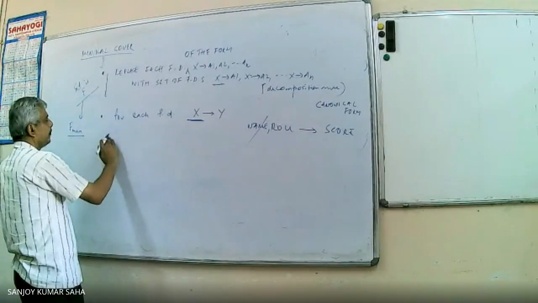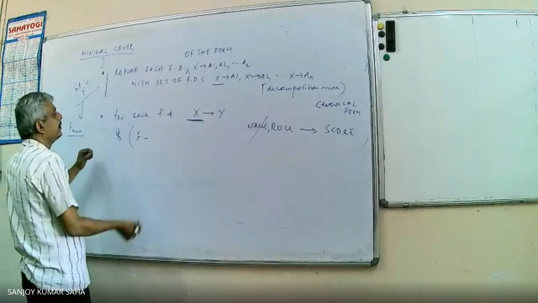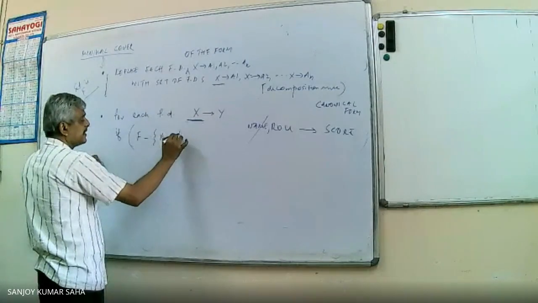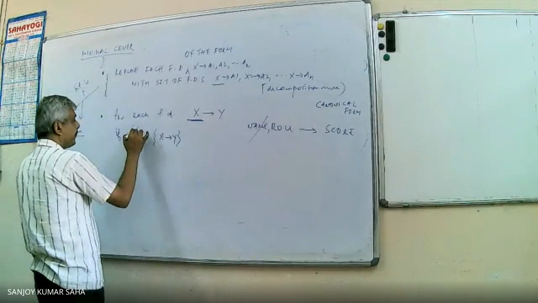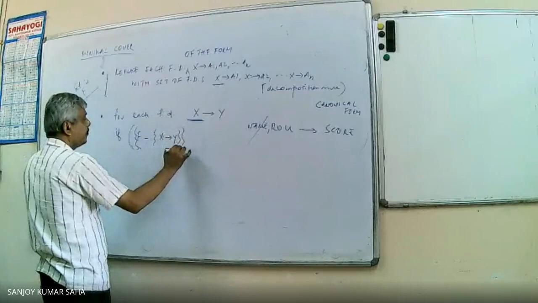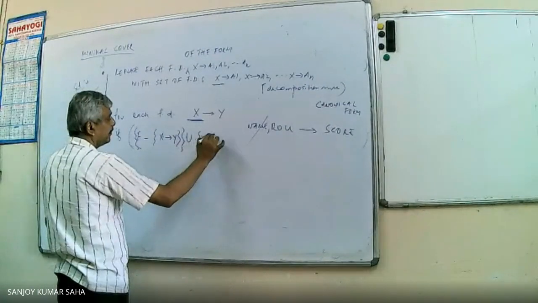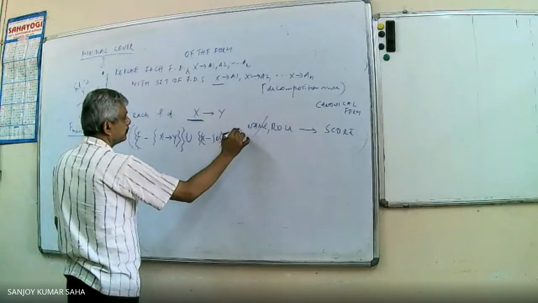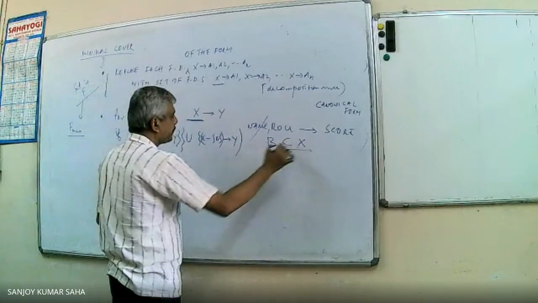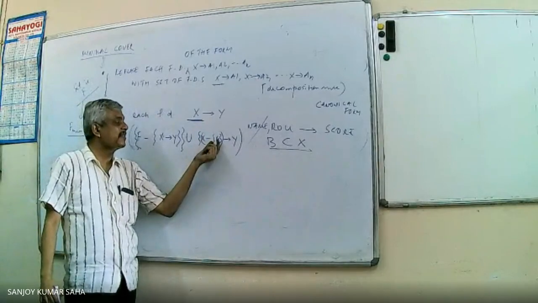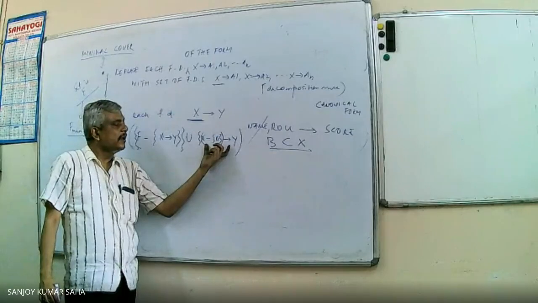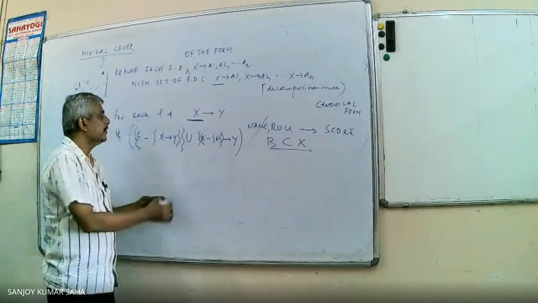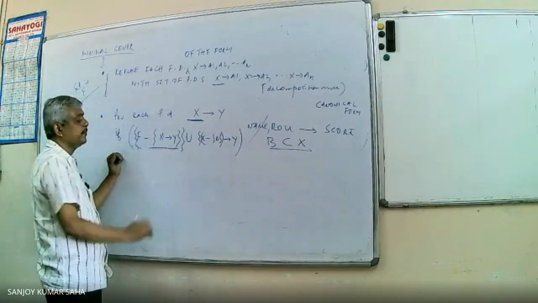From the set, if we remove this X implies A, so we will be getting a set with that, that is B is a subset of X. So from X, if we take away some part, and if it still holds, and so we have taken away this thing, we have removed this thing.